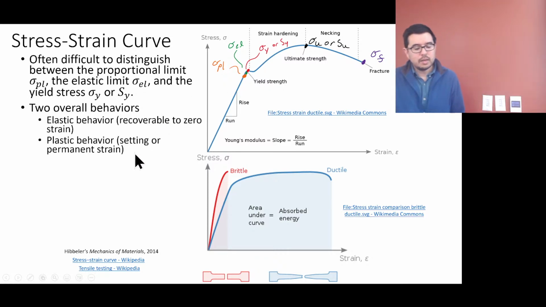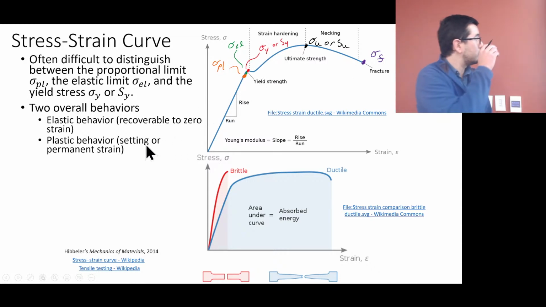There are two overall behaviors. One is what we call elastic behavior. So elastic means it springs back. Okay? It's in this linear regime right here. And there's plastic behavior. Okay? And you have what we'll call setting or permanent strain. And I need to talk about that in a little bit too.